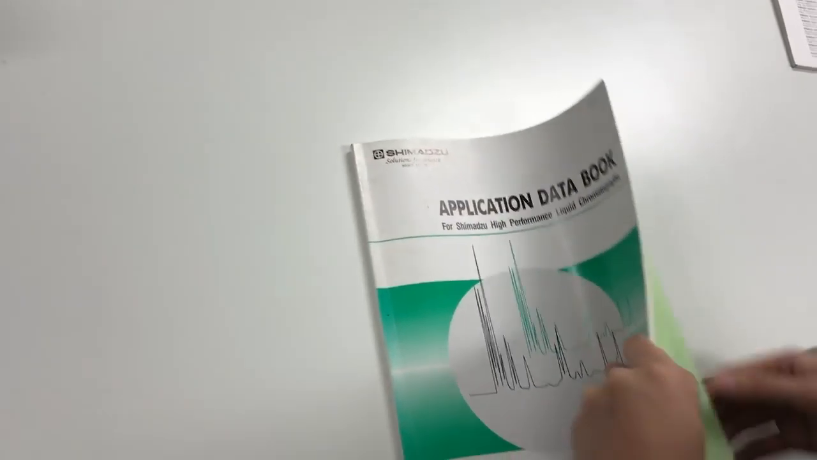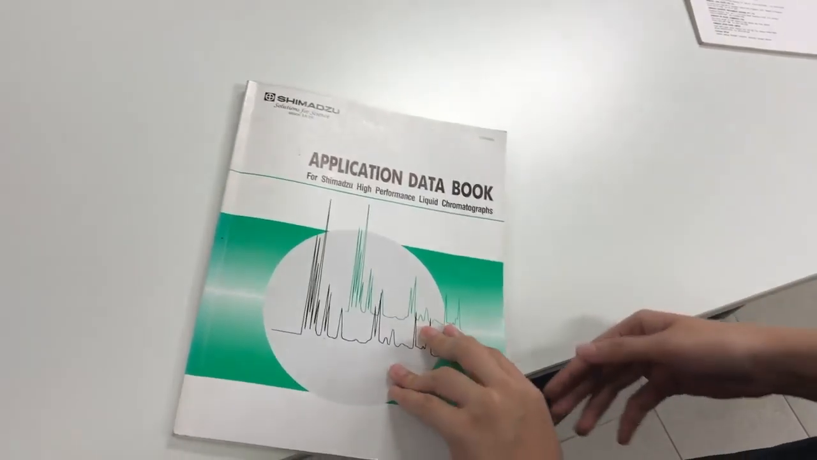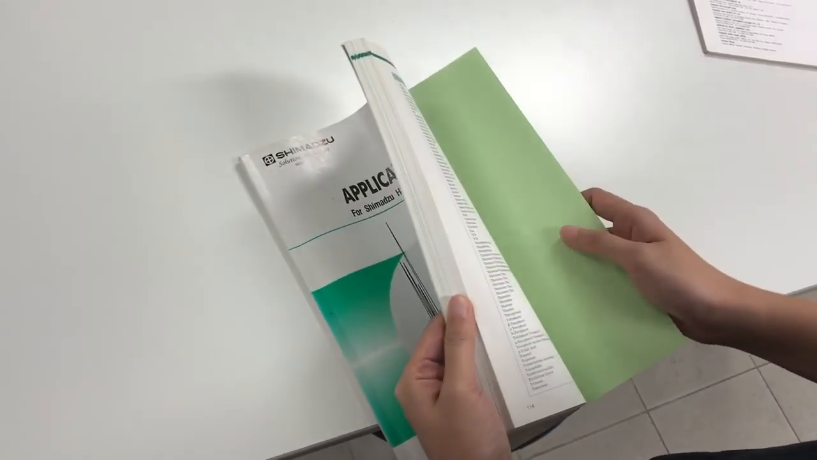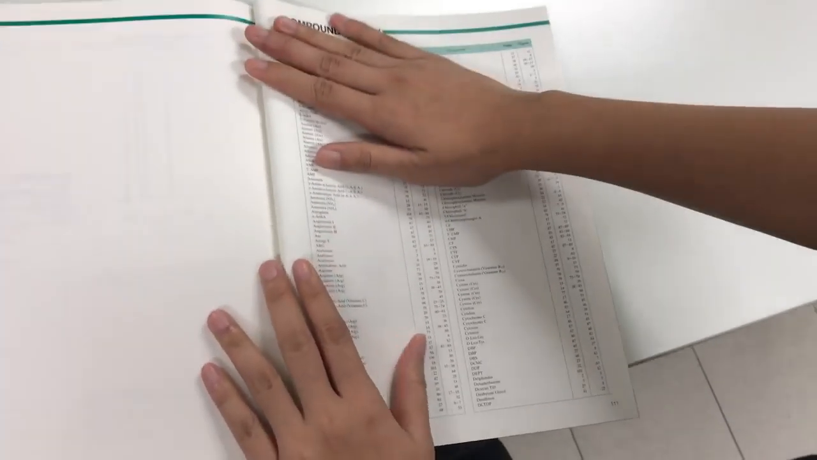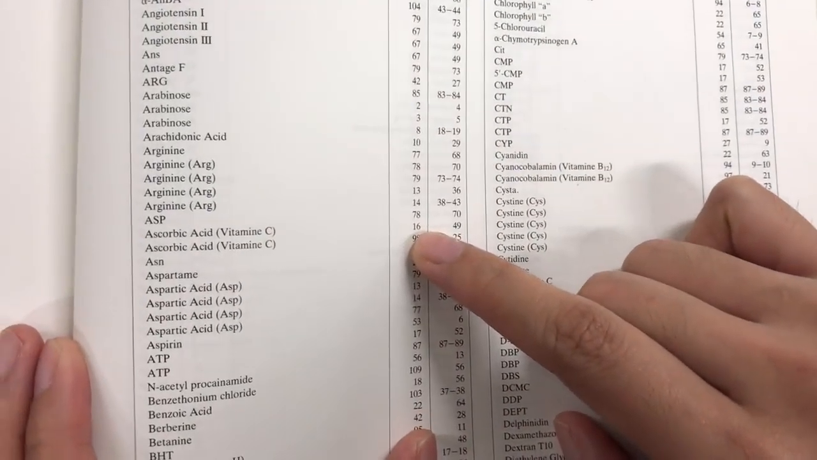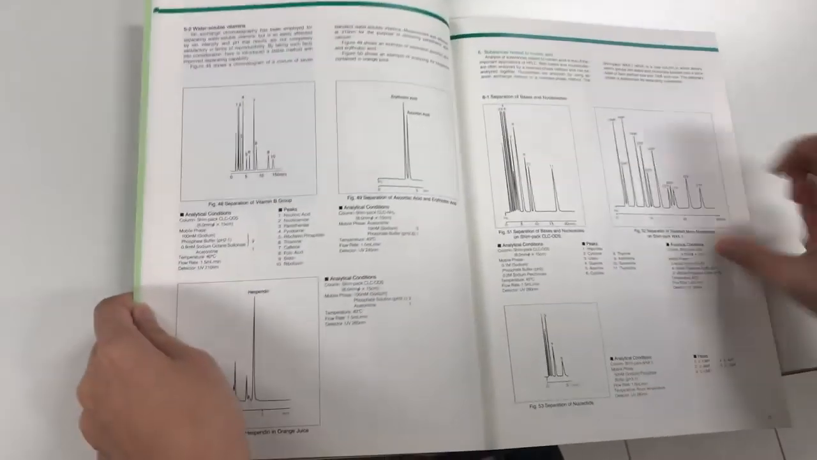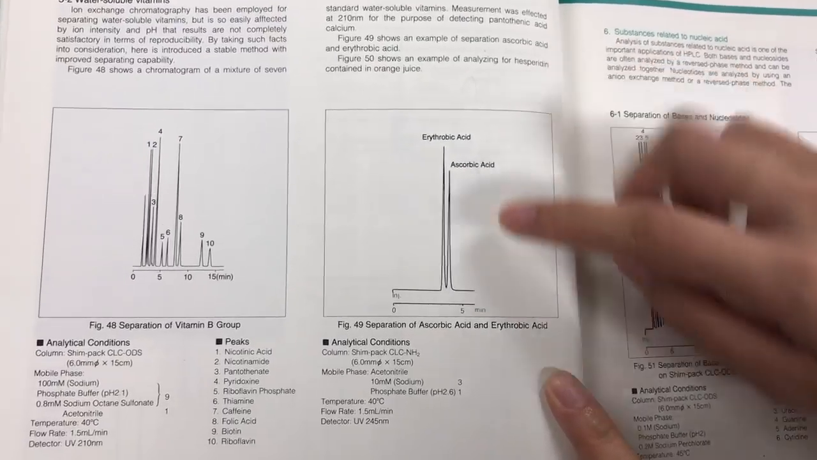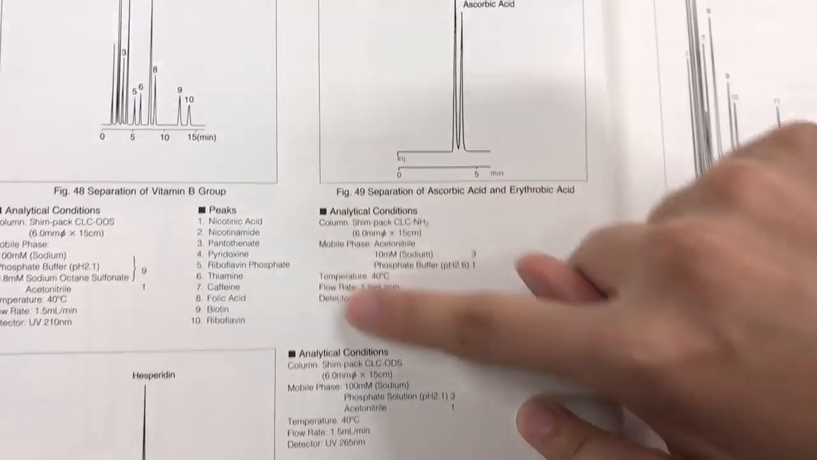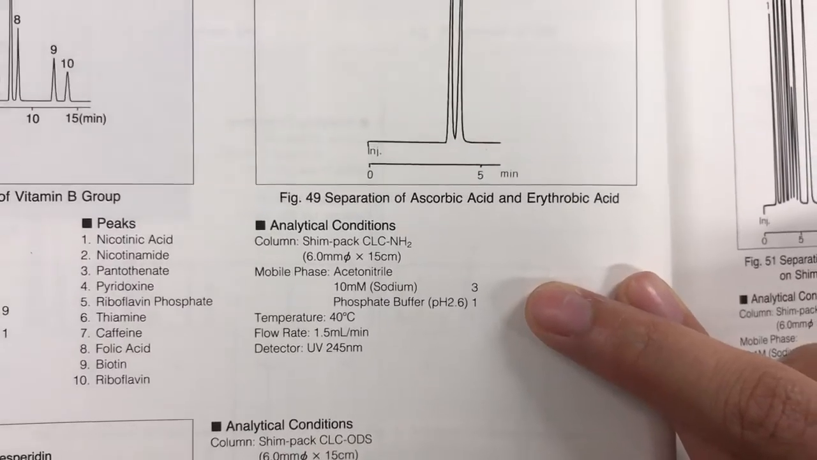If you don't know what parameters to use for your sample, look for this book, which can be located right beside the GC, the gas chromatography machine. Go to compounds index, and in this case we are interested in ascorbic acid. Find page number 16, go to page 16, and you'll be able to see the graph. So this is the ascorbic acid peak, and these are the conditions that you need for running the HPLC.